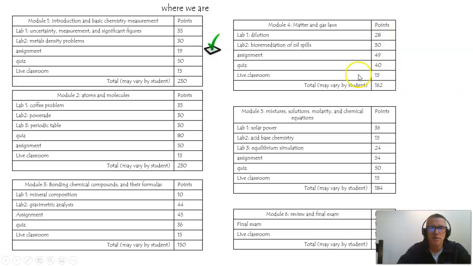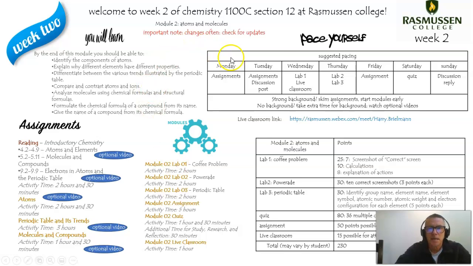Here's where we are overall. It's a 5.5-week course. We've completed the first week. We are now into the second week here. 3 labs, a quiz, an assignment, participate in the live classroom, get your 230 points. Here it is in one big page what we're doing for week number 2.